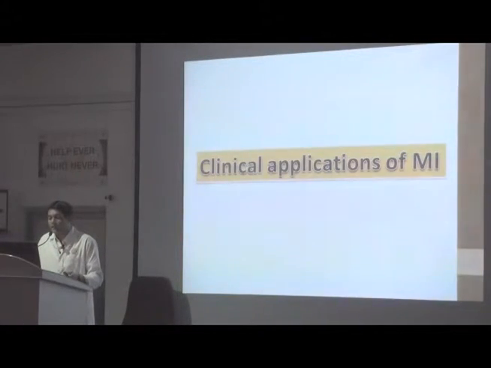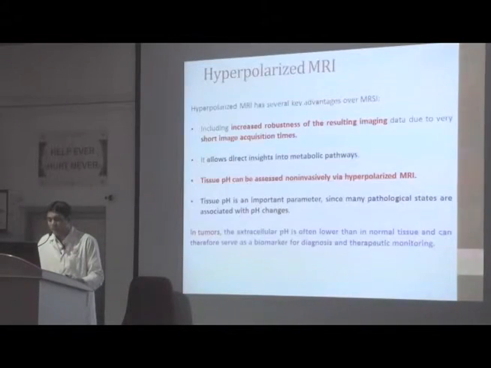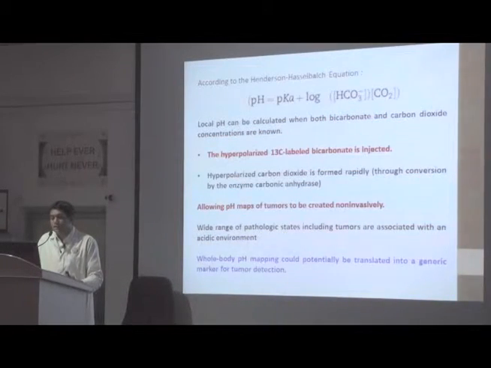Coming to the clinical application of MI in the field of oncology, I will be talking very briefly on it. Hyperpolarization MRI increases the robustness of the resulting image and requires very short image evolution times. It allows direct insights into the metabolic pathways. Tissue pH, an important parameter in tumors, can be accessed non-invasively by hyperpolarized MRI. The extracellular pH is often lower than in normal tissue and can serve as a biomarker for diagnosis.